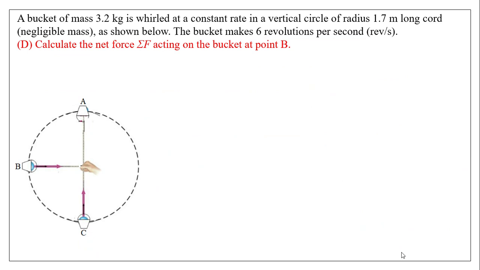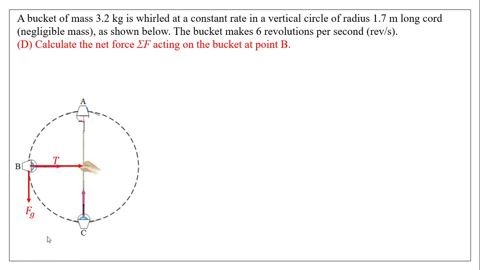Part D asks us to calculate the net force acting on the bucket at point B. So this one's a little tricky. So at point B, you should definitely identify your free body diagram again. So here I have T pointing towards the hand because that's where the string is being pulled, and then F of G is pointing down the page as usual. But you notice here T and F of G are not in the same axis, right? T is pointing to the right, which is in the positive x-axis, and then F of G is pointing down along the page, which is in the negative y-axis.